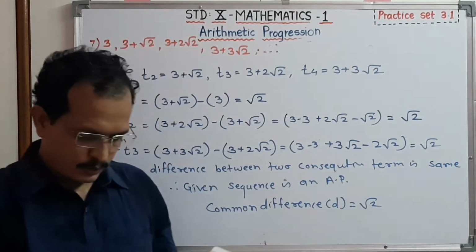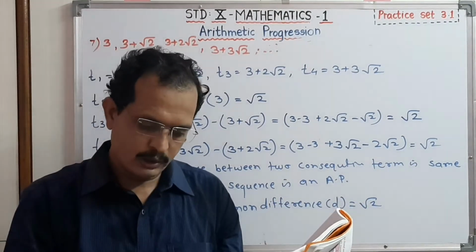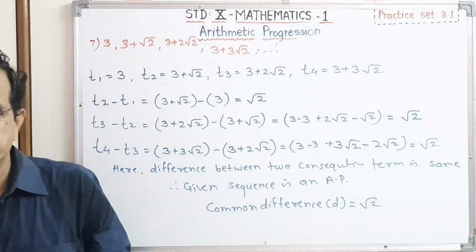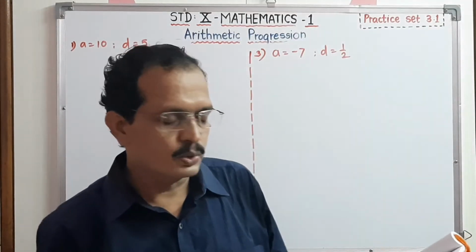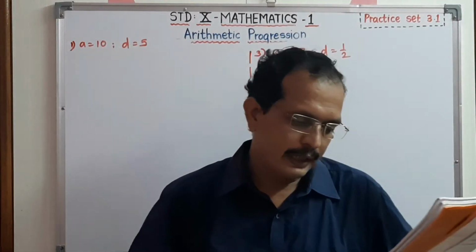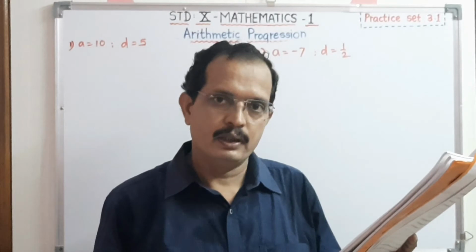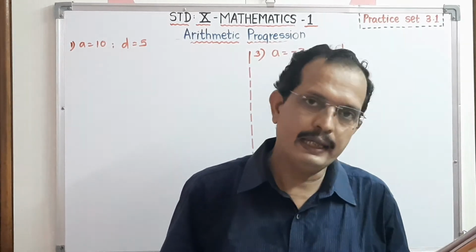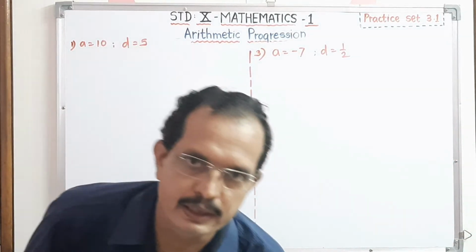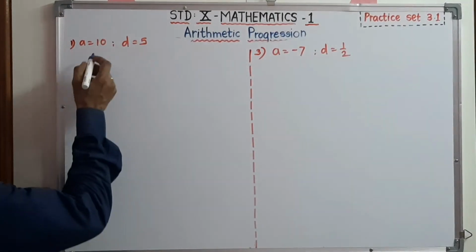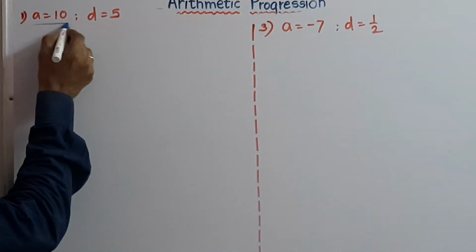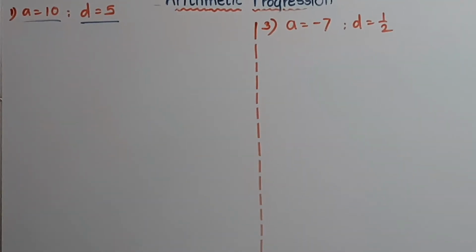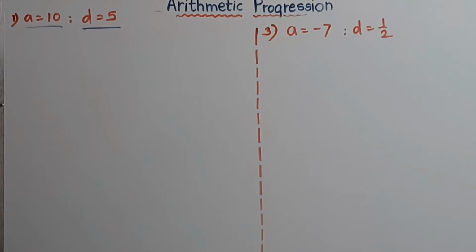See, one last sum is remaining that you have to solve. Very easy, you can solve this. Now we have to start with the next question. Dear student, let's see the second question. Write an AP whose first term is A and common difference is D in each of the following. Here the first term is A and common difference is 5 and we have to write an AP. That means we have to write the first term, second term, third term, fourth term.